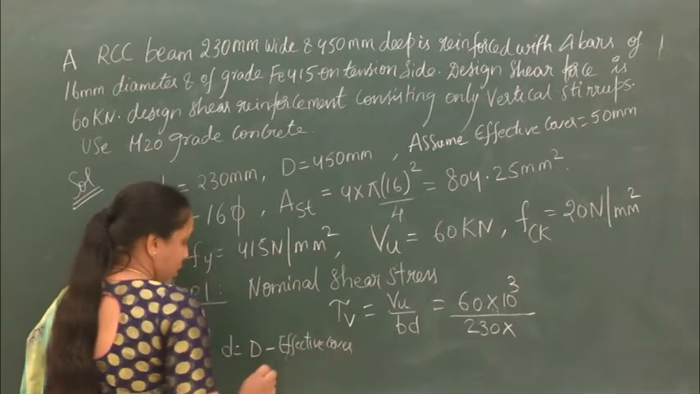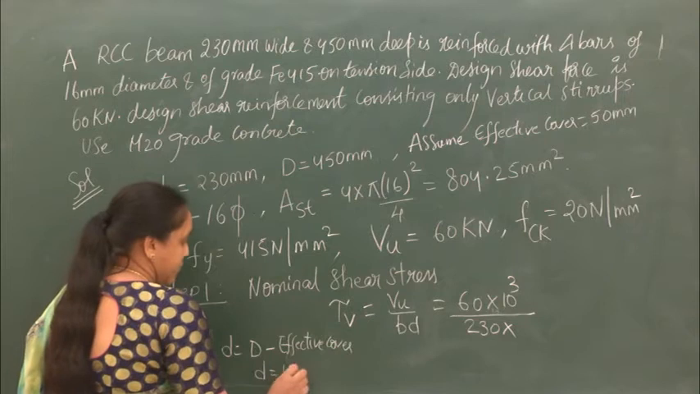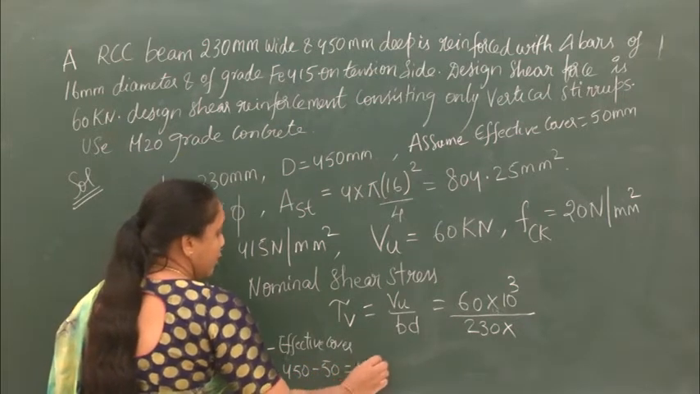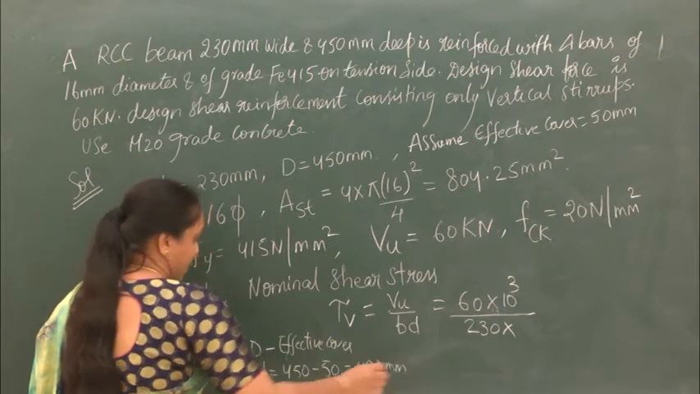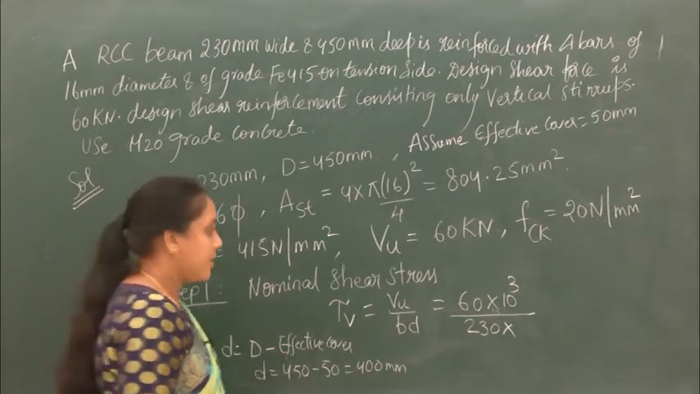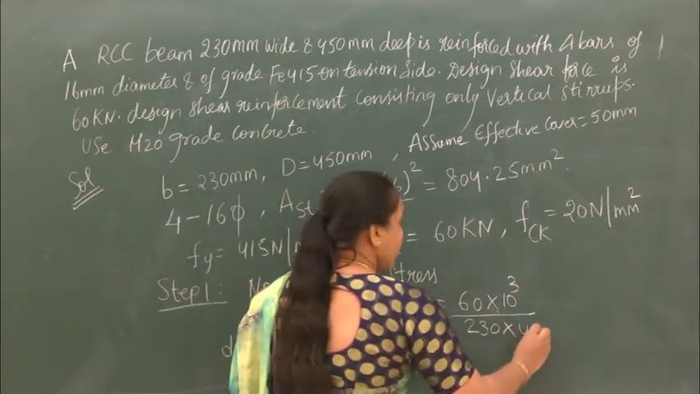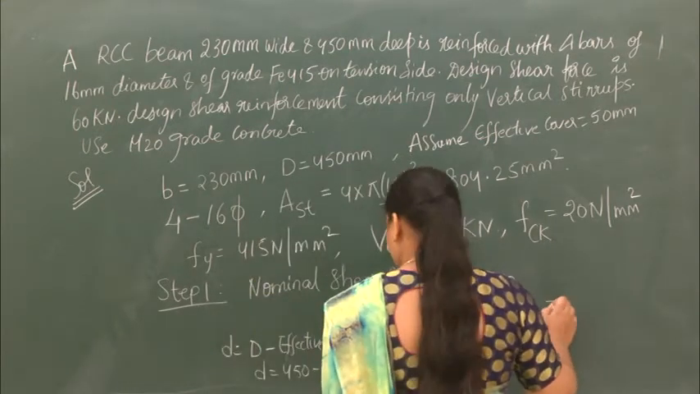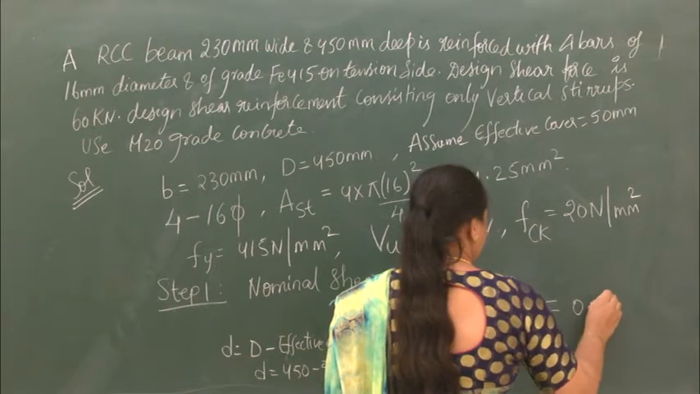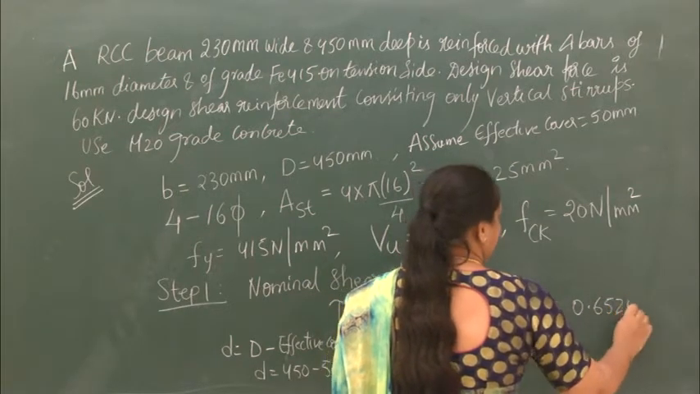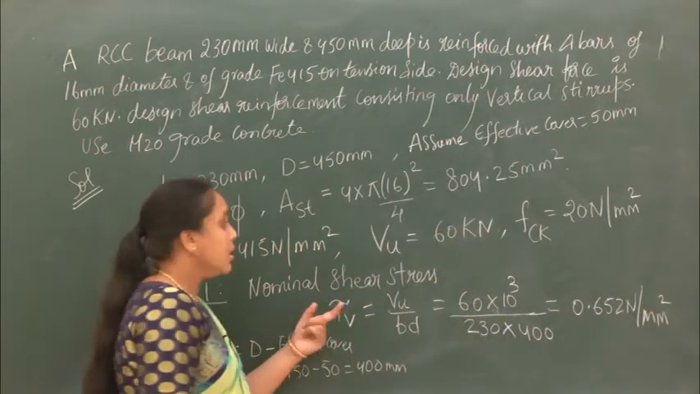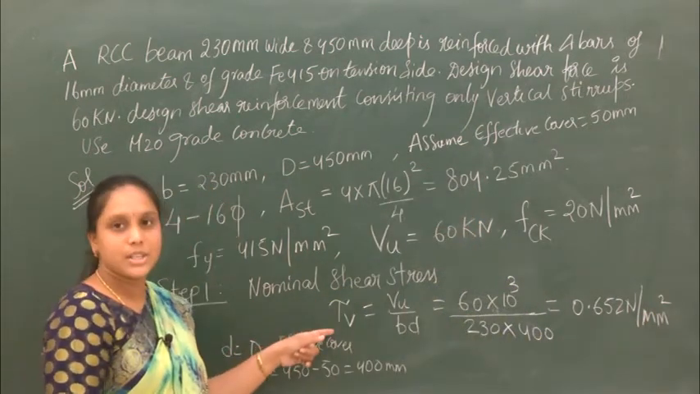So what will be your effective depth D? It is 450 minus 50, which will give you 400 mm. So D here is your effective depth. So 230 into 400. If you solve this, you will get a value of 0.652 Newton per mm.